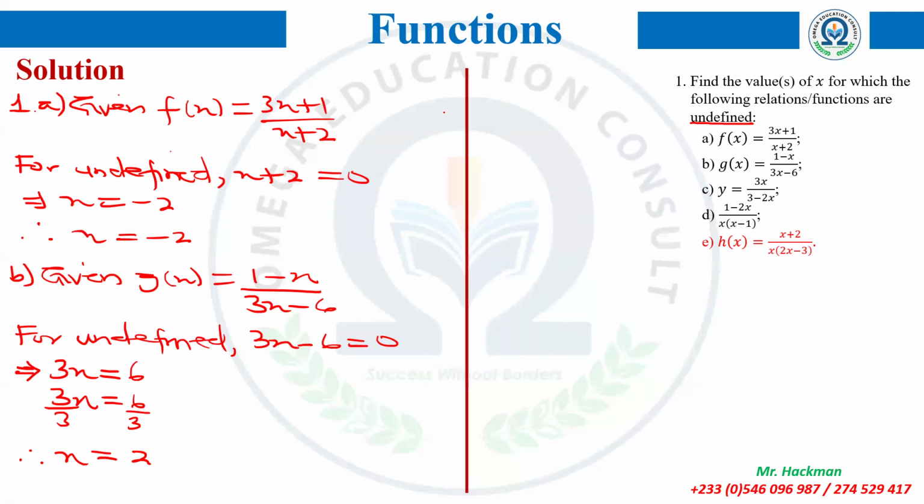Okay, so C. What are we given? We've been given y to be equal to 3x over 3 minus 2x. So again, you come and write for undefined. I realize I don't have space there, so I will come down. And that will be my denominator function, 3 minus 2x should be equal to 0.